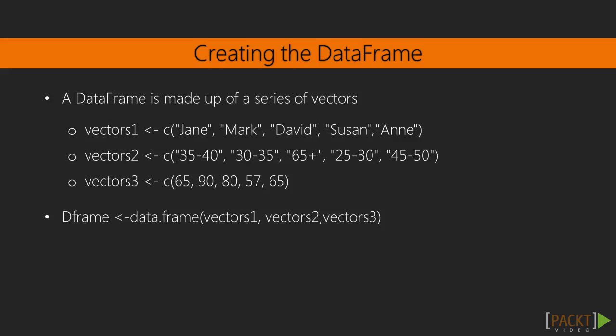In the example code shown, 3 vectors are being created. Vector 1 contains a list of names. Vector 2 is a list of age ranges. Vector 3 is a list of weights. The c function is used to combine a list of values into a vector. Then, using the data.frame function, the 3 vectors are added to the data frame in the order in which they will be held in the data frame.